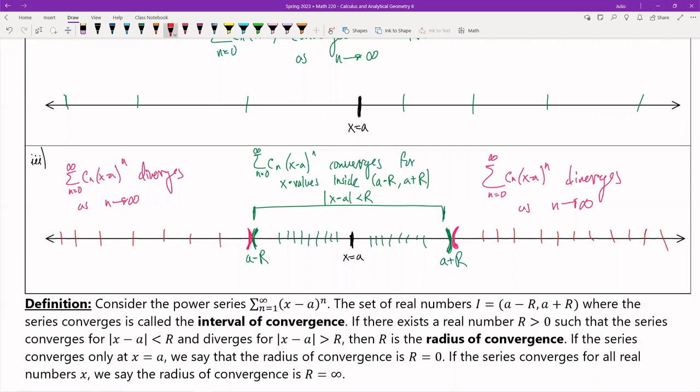Okay. So there's a little bit more terminology that we need to make up here. The first one is the interval of convergence. The interval of convergence is I equals (a − r, a + r). So it's basically this little strip right here. This is what we call the interval of convergence.